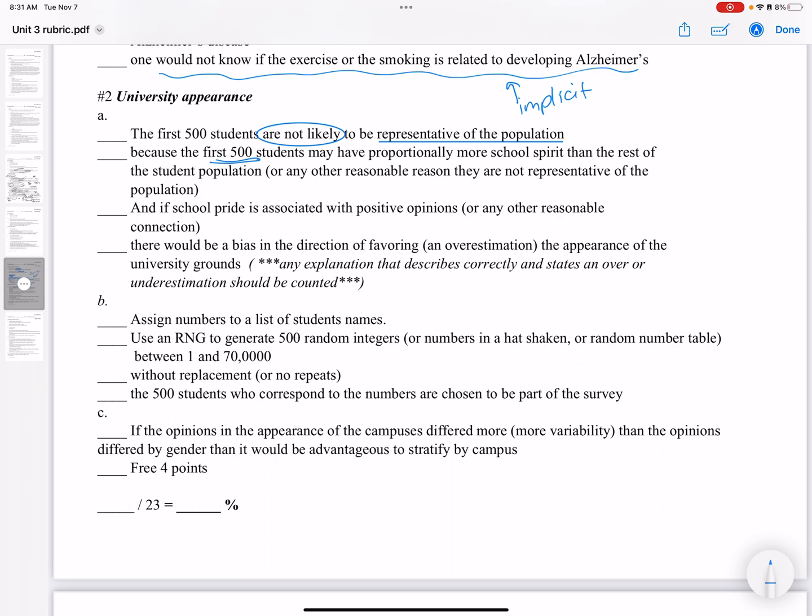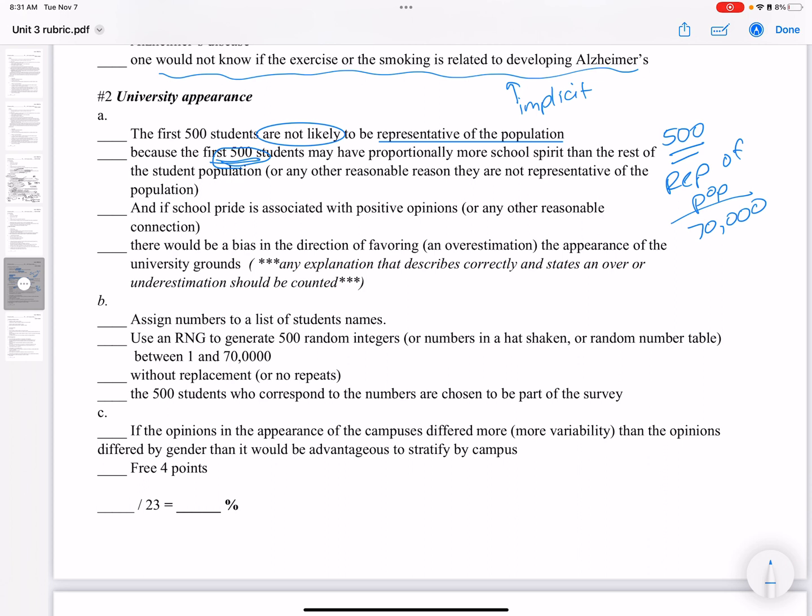You could also get a right answer if you said they are likely to be represented in the population, if you connected why they would be represented. It does tell you there's 70,000 students, so that would be a bit of a stretch. I haven't seen one yet, but if you say they are likely representative and tell me why you think these 500 people are representative of that 70,000 population, then you'll get all the credit here. If not, you'll have some partial.